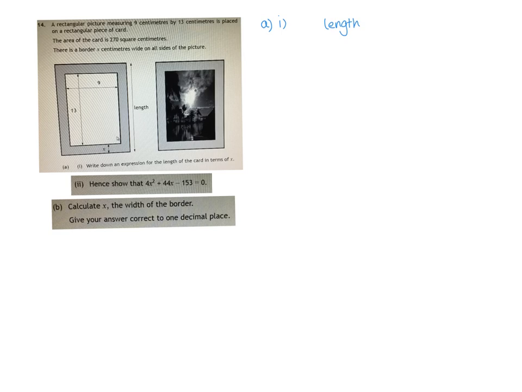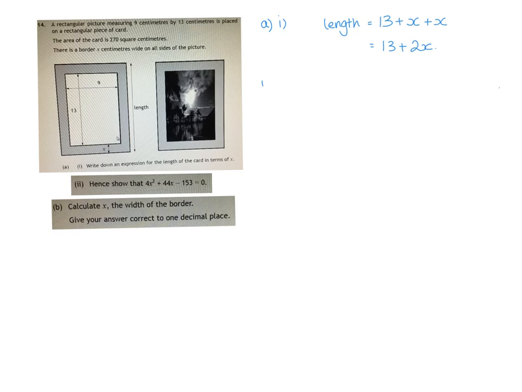is going to be equal to, we know we've got that 13. And then what else are we going to have? So we've got at the bottom, got that little x there. So we've got plus x. And then at the top, we have another bit here. It doesn't tell us, but this line says the border is x centimetres wide on all sides of the picture. So that means that that is x too. So we can put another x. So we get that it is 13 plus 2x.